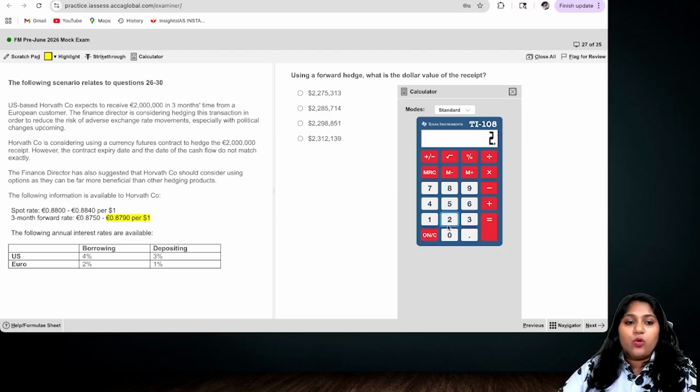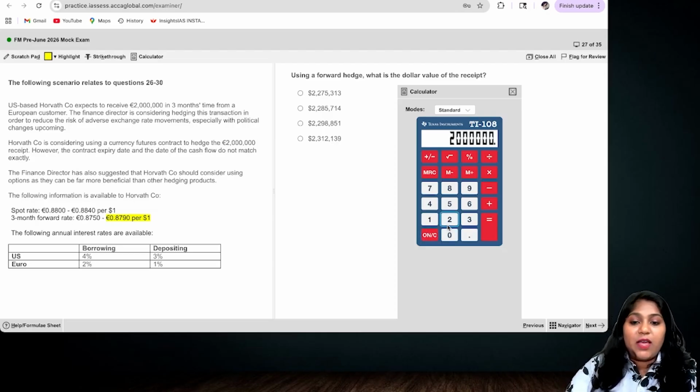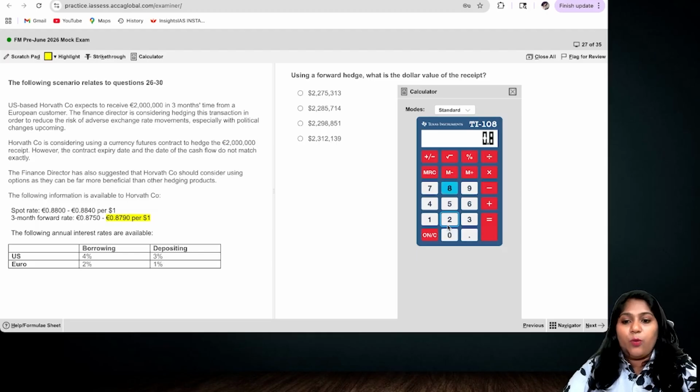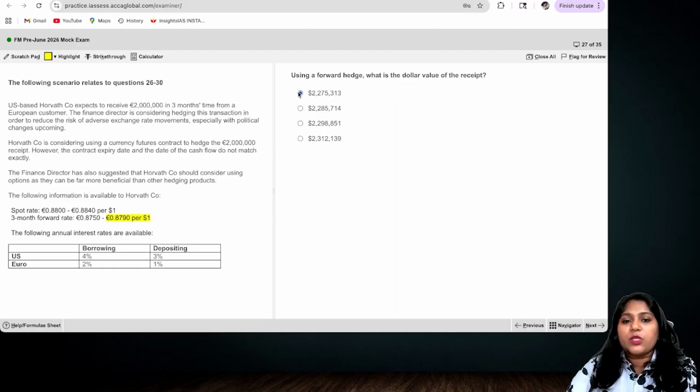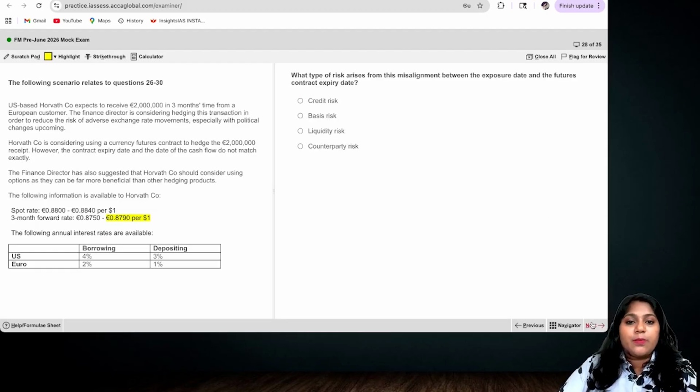So I'll get 2 million euros, but I will have to get it in dollars by using an exchange rate of 0.8790. So you divide with it, you should get 2,275,313. The answer is simply option A, guys. Ma'am, when do we divide the currency? When do we multiply the currency? Guys, understand, here euro is the weaker currency. Dollar is the stronger currency. You need to find out the stronger currency, you have to divide with it. You need to find out the weaker currency, you should always multiply with the exchange rate. Keep that in mind. The answer for this question is simply 2,275,313, guys.